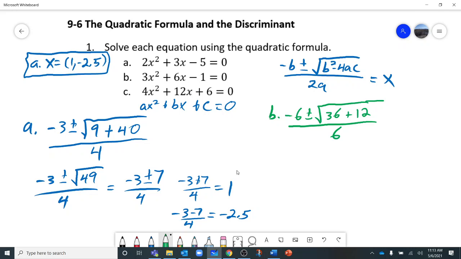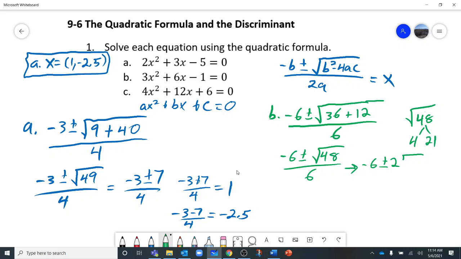And you can plug that into your calculator and come up with a decimal approximation. But what you end up with is negative 6 plus or minus the square root of 48 over 6. The square root of 48 is not a perfect square. We can simplify it, though. 48 is 4 times 12. And so that 4 can come out. We can get negative 6 plus or minus 2 root 12 over 6.